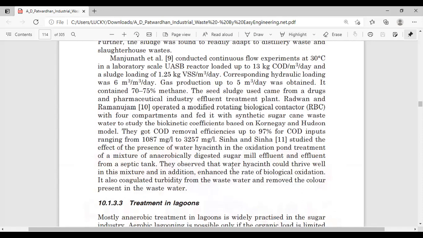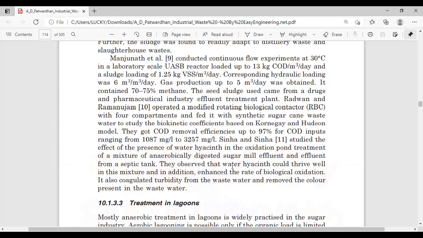Manjunath and co conducted continuous flow experiments at 30 degrees centigrade in a laboratory scale UASB reactor loaded up to 13 kg COD per meter cube per day and a sludge loading of 1.25 kg COD per kg VSS per day. Corresponding hydraulic loading was 6 meter cubes per day. Gas production up to 5 meter cubes a day was obtained. It contained 70 to 75% methane. The seed sludge used came from a drugs and pharmaceutical industry effluent treatment plant.